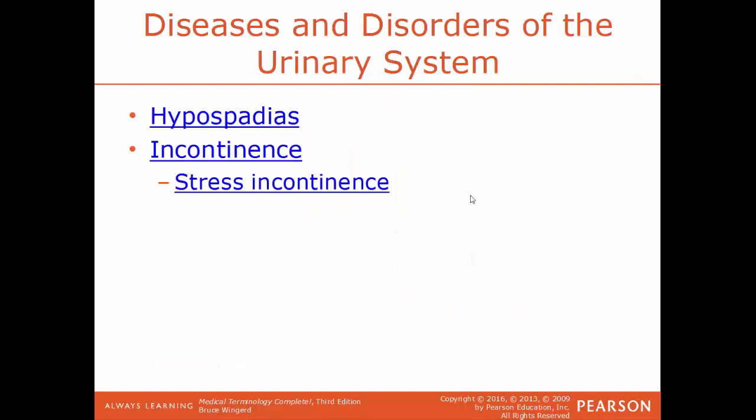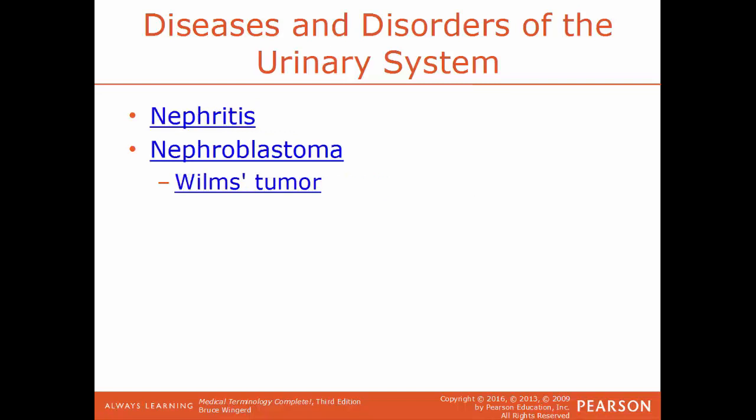Incontinence. This is the lack of control of normal urinary function. So this is the unintentional loss of urine. An example of this would be stress incontinence. This is where you have an unintentional loss of urine because of a physical activity or a physical movement. Coughing, sneezing, running, or lifting something very heavy. Sometimes a small amount of urine may come out of the bladder. That's not a normal time urine should be coming out, but that's a form of stress incontinence, the unintentional loss of urine. Nephritis. This is an inflammation of the kidney.